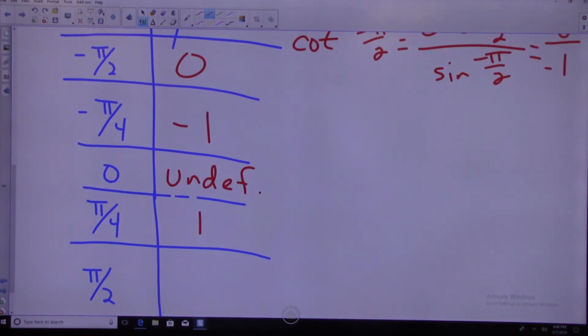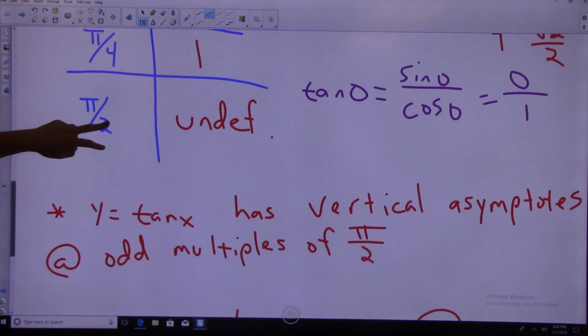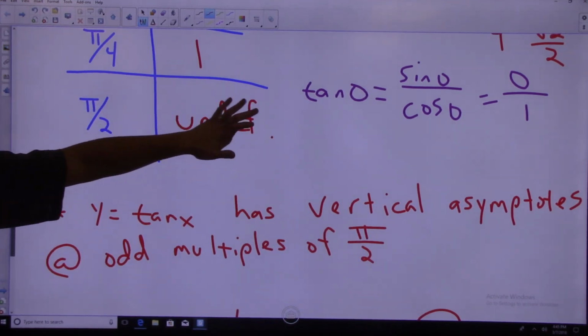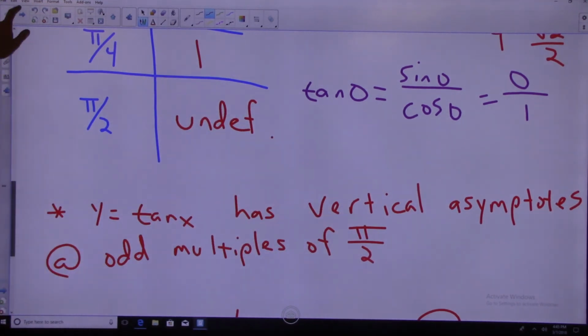And then pi over 2, let's go back to pi over 2. We said the tangent of pi over 2 was undefined. So if that's undefined, that's something divided by 0. So if we flip it, it'd be 0 divided by something. 0 divided by something is 0.